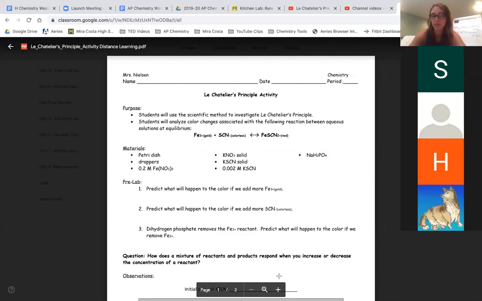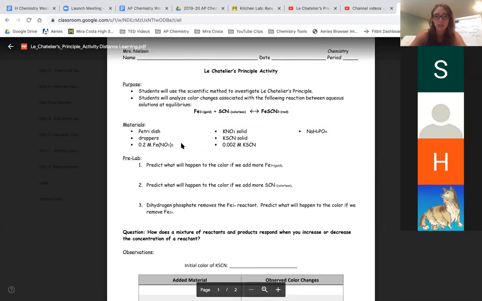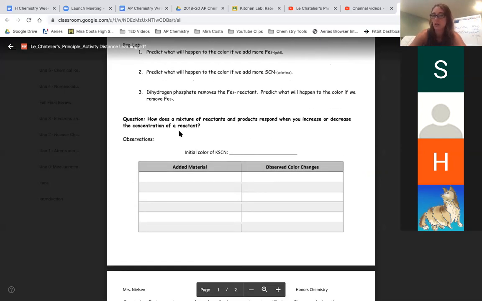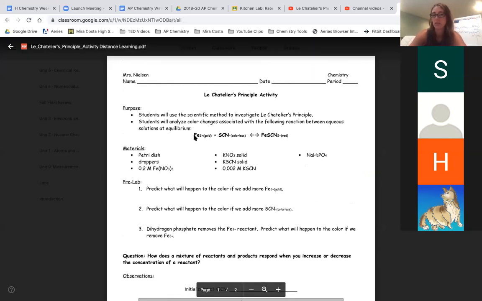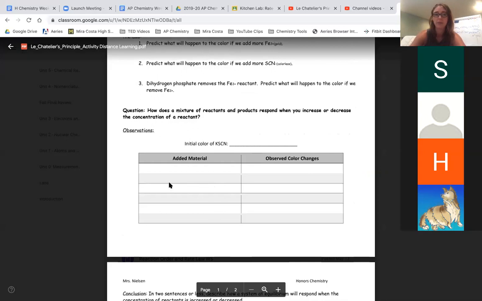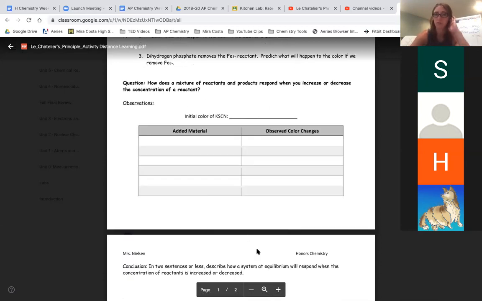Okay, then next our question is, how does a mixture of reactants and products respond when you increase or decrease the concentration of a reactant, right? So that's essentially what we were doing. We were increasing the iron, we were going to increase the thiocyanate, and then we took away the iron, right? So we're increasing or decreasing a reactant. What's going to happen? I'm going to show you this video, and I want you to note the initial color of the potassium thiocyanate, okay? And then I'm going to add 1, 2, 3, 4, 5, 6 different things. I want you to write down what color change you saw. And then from there, we'll form a conclusion.